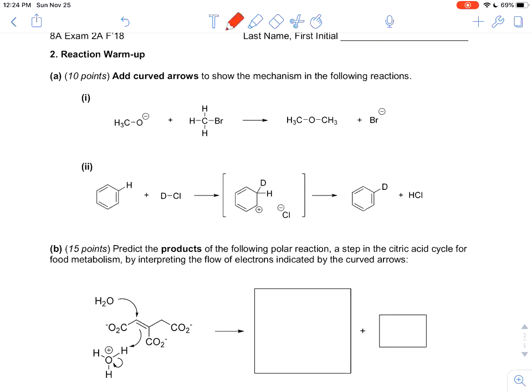We can make a nice little list for each of these of bonds broken and bonds formed. And that'll help us start and end our arrows in the right spot. First of all, we see from our starting material that this oxygen has a negative charge and is connected to one carbon. If we look at that same oxygen in the product, we see that that is now bound to 2 carbons. So that tells us we need to make a new carbon-oxygen bond.